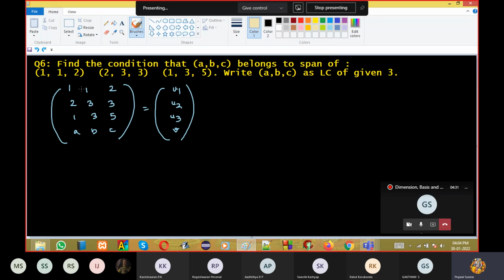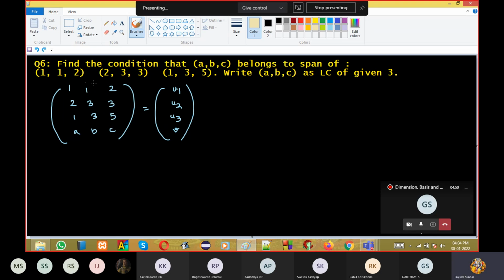The question I left half done last class is: find the condition that (a, b, c) belongs to the span of (1,1,2), (2,3,3) and (1,3,5). So this question we'll complete today. I'm writing all the vectors as rows of a matrix, and the fourth row I'm writing as (a, b, c).